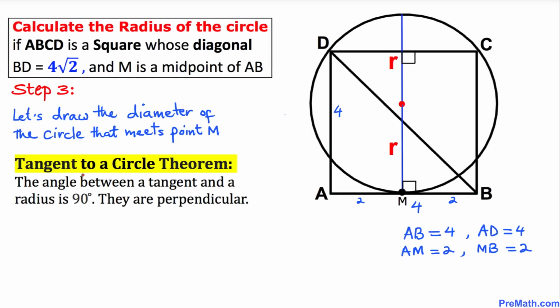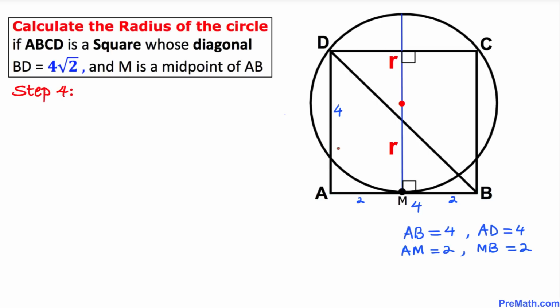And now let's focus on the tangent to a circle theorem. According to this theorem, the angle between a tangent and a radius is always 90 degrees. That means they are perpendicular. So this tangent AB and this radius R are perpendicular. That means this angle has got to be 90 degrees.